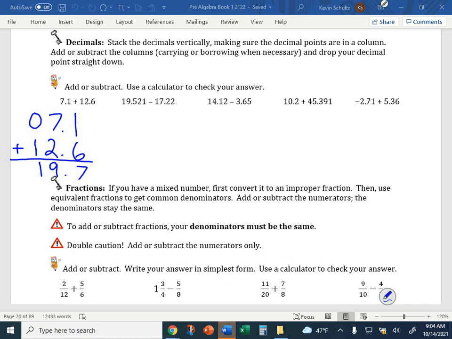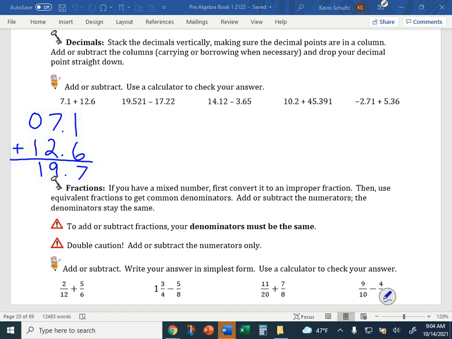Yes? Could you do like 12.6 plus like 7.1 the other way around? Yes, you can put the 12.6 first because with addition, order does not make a difference. Subtraction does, addition does not.